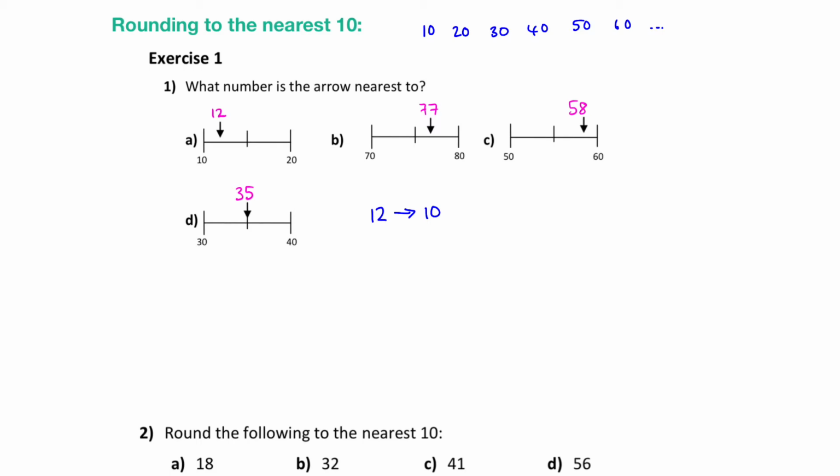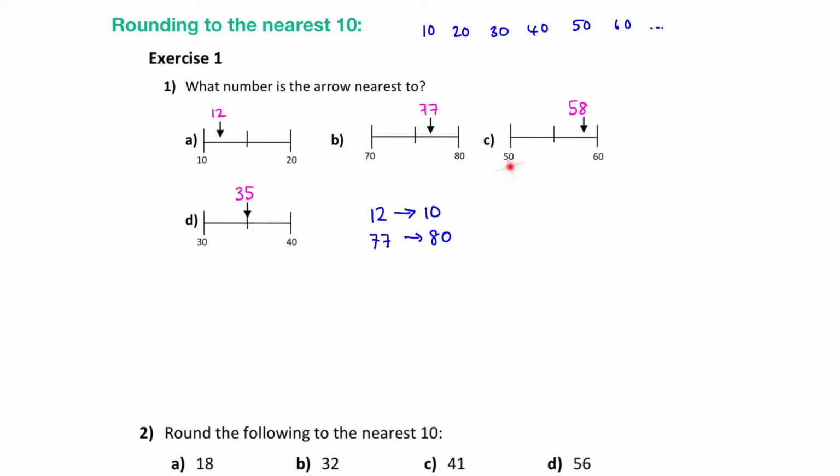Next one, we're looking at 77, which is between 70 and 80. So which end of the 70 to 80 line is 77 closest to? Well, we can see it's closest to this end. So if we rounded 77 to the nearest 10, we're going to get 80. And we don't write equals here because 12 is clearly not equal to 10 and 77 is not equal to 80. So we're using arrows instead of an equals sign.